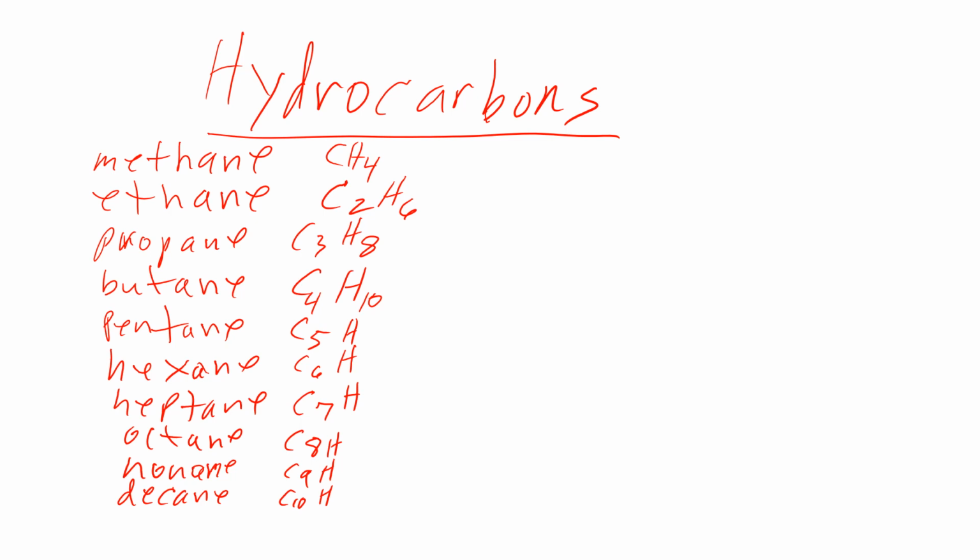So C5H what? Times 2 plus 2 is 12. C6 times 2 plus 2 is 14. C7 times 2 plus 2 is 16. C8 times 2 is 16, 17, 18. C9, 18, 20. And C10, 10 carbon atoms in a chain, is H22.